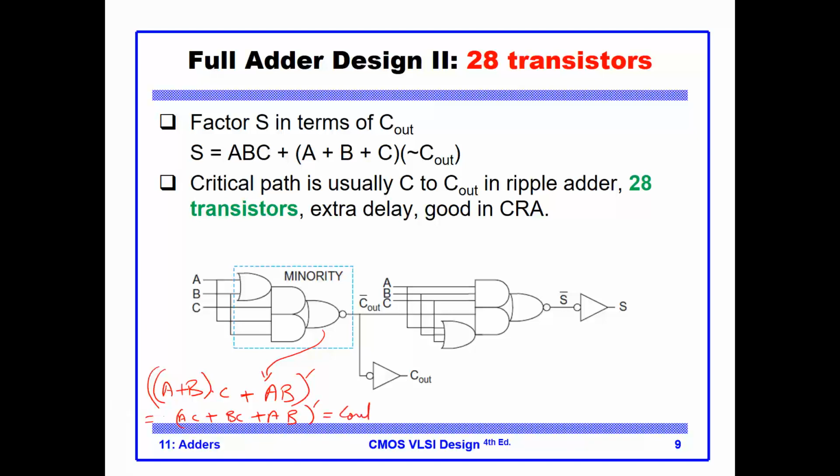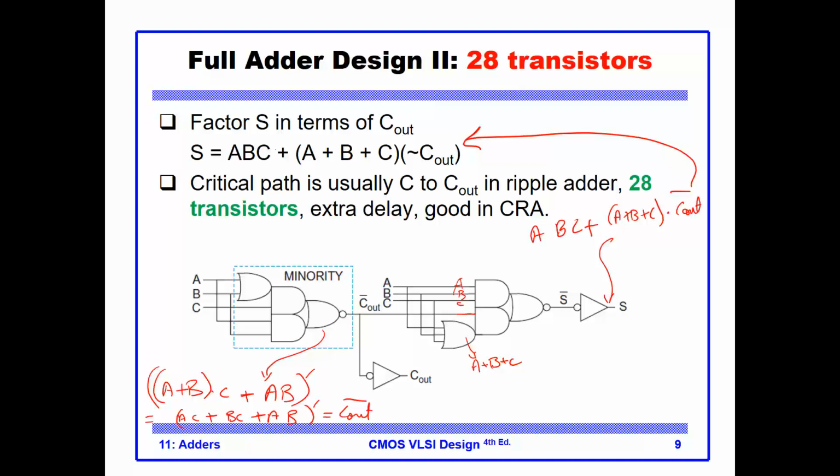which is Cout prime. And then you can see the Cout prime is ANDed with this one; this gate gives you A or B or C, and this is the ANDing of A, B, C. So the expression that we have finally here is A B C, or A or B or C ANDed with Cout prime, which is what we are implementing, the expression that we derived earlier.